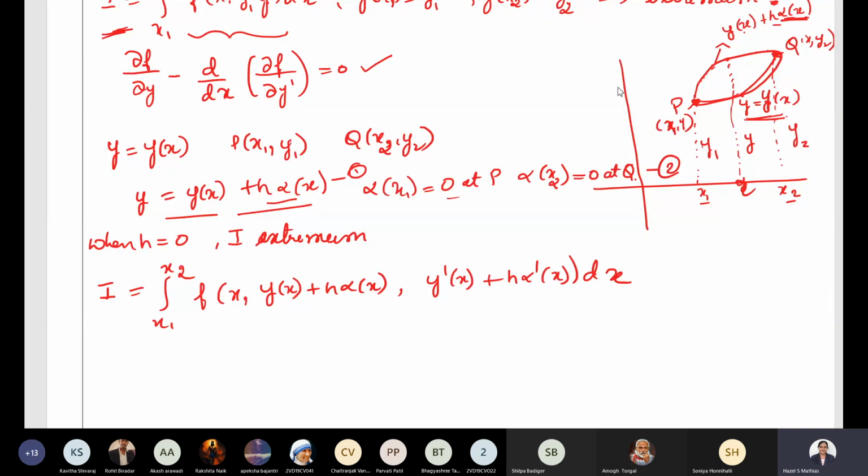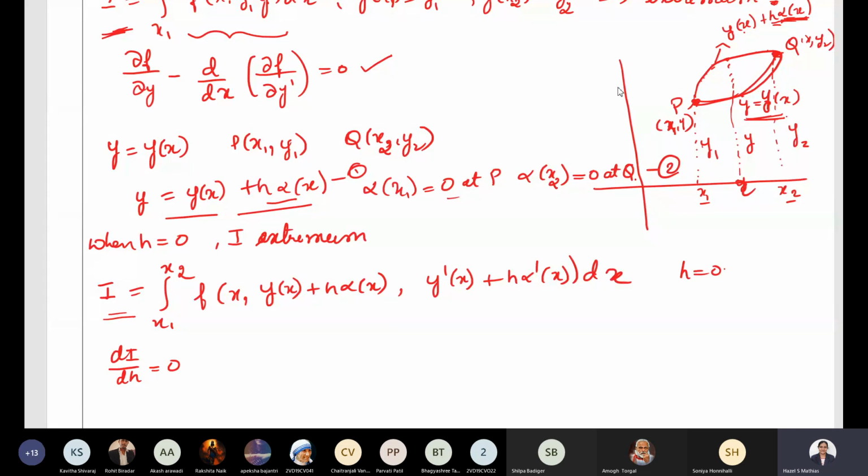Now what happens? This curve attains the extremum when h is equal to 0. The entire integral, the functional, attains its extremum when h is equal to 0. When this slight variation becomes equal to 0, two curves coincide. So when two curves coincide, we will get an extremum. Now to acquire this, we need to find dI by dh equal to 0. So you can see this clearly.